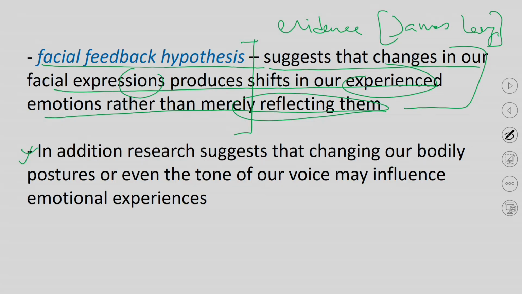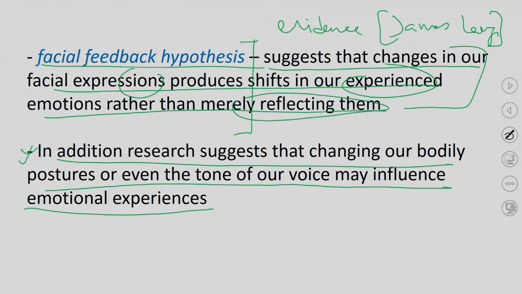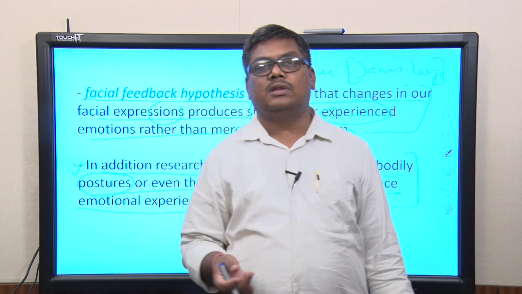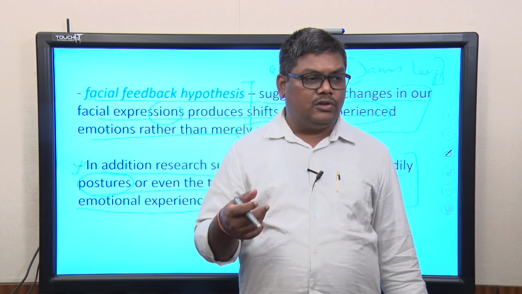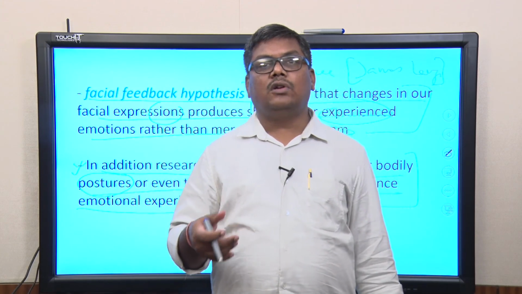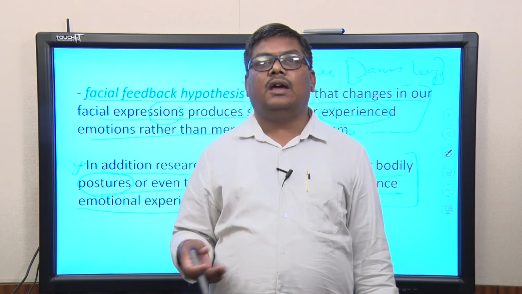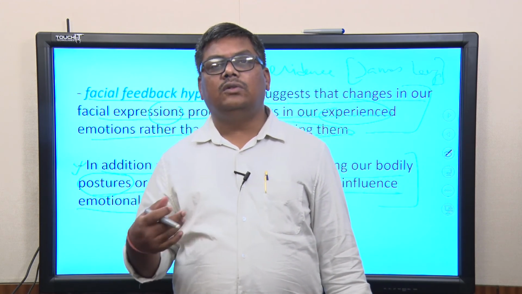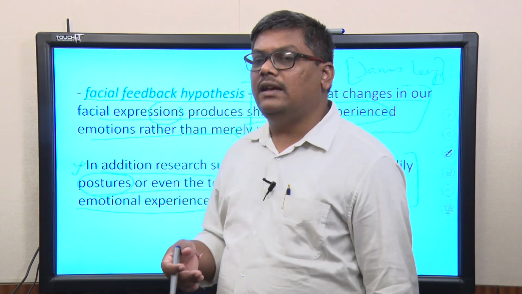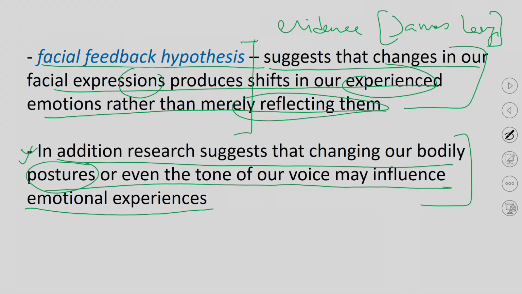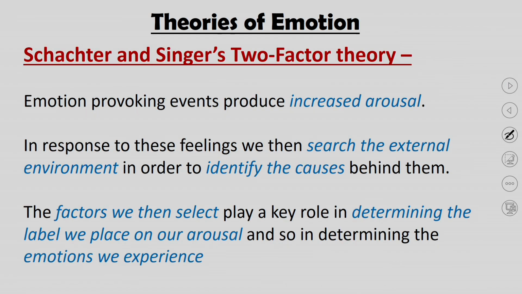The third kind of evidence is that research suggests that changes in bodily postures or even the tone of our voice may influence emotional experiences. It has also been found that certain kinds of postures will lead to certain kinds of emotions, and also tone of voice. If you are talking with a loud tone, or a raised, high tone, these kinds of tones can also lead to different emotional feelings in people. And so, these are the evidences which support the fact that the James-Lange theory is correct.